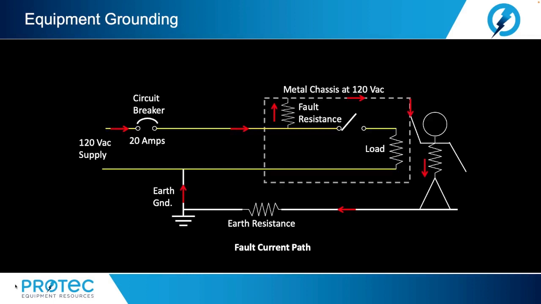Now, assume that someone is in contact with earth ground and they touch the metal chassis. There is now a path for current to flow, and it flows through the person. This is depicted in the illustration shown. For the circuit breaker to trip, the sum of the three resistances in the fault path must be less than 6 ohms. The internal resistance of the human body from any limb to any limb is approximately 500 ohms. In addition, the earth resistance may or may not be less than 6 ohms.